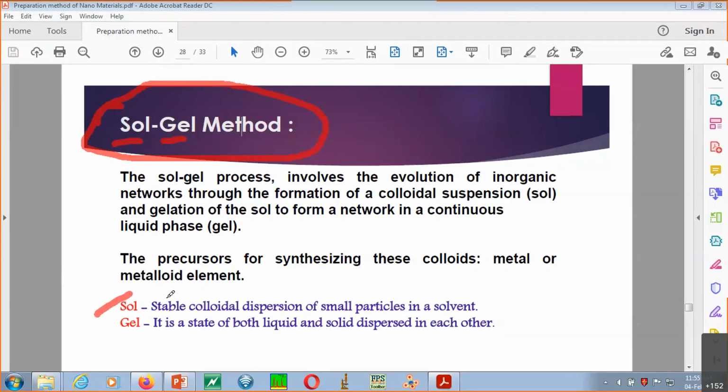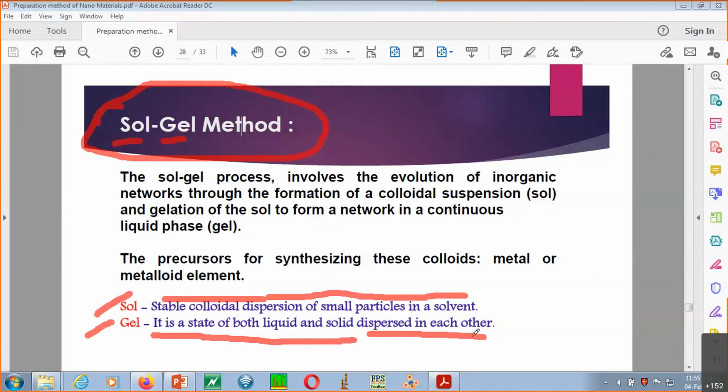So sol, you see, is a stable colloid, a dispersion of small particles in a solvent. I hope these definitions you are clear with. Sol किसको कहेंगे, gel किसको कहेंगे. But again, I have listed them down. And gel is a state of both liquid and solid phase dispersed in each other. मतलब combine जो है दोनों का state, solid का और liquid का जो mix state है, that we know as a gel, and sol is also there.